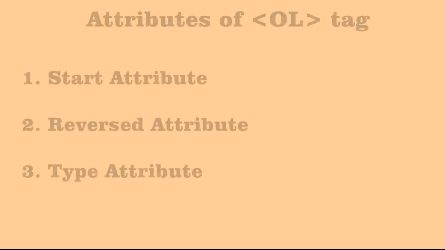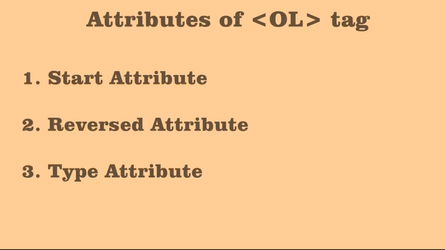Now moving towards the attributes of the OL tag. Start attribute, the first one. An ordered list automatically starts with number 1, but you can also start the list with a different number with the help of the start attribute. For example, if we write start equals 101, the numbering of the ordered list will start from 101.